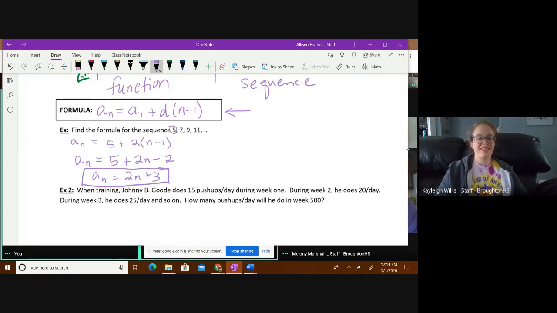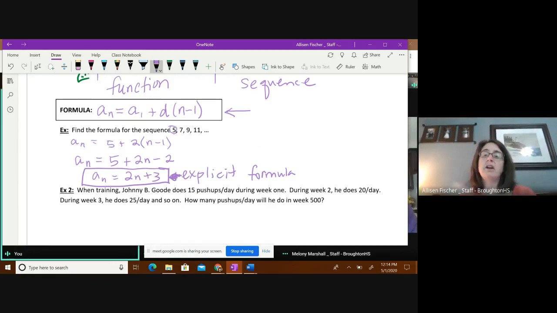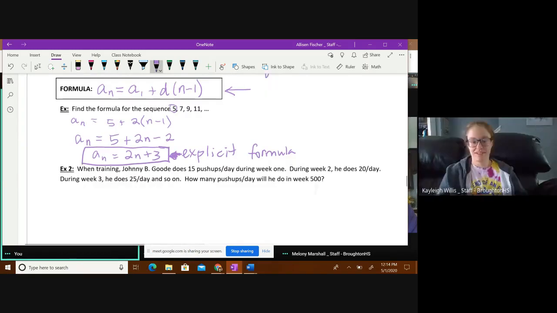Oh, okay. Sorry. This is an explicit formula. This is the explicit formula because it's straight up telling you exactly how to get all the other terms in the sequence. So it's being very clear, explicit, like this is how you do it. Gotcha.